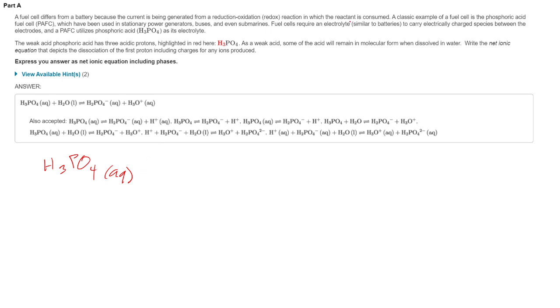Some of the acid will remain in molecular form when dissolved in water, and some of it will donate its proton and act as an acid, right? And it literally tells you you need to have the first proton being donated. We're not given any base here, and so our base has to be water, right? Remember, the water can be both an acid and a base. So whichever one you need it to be, it can be. Okay, and so this is going to be plus H2O.